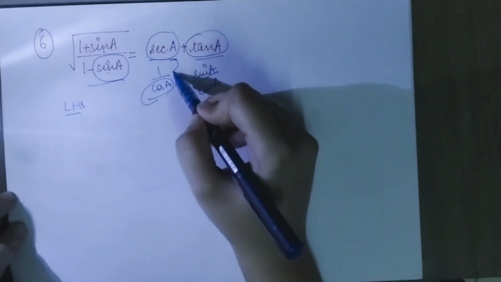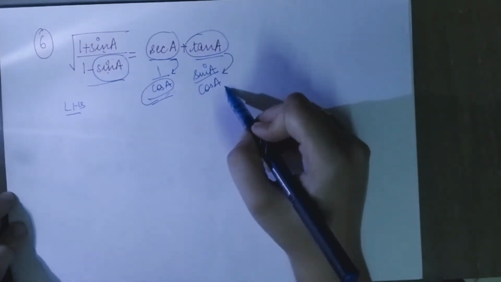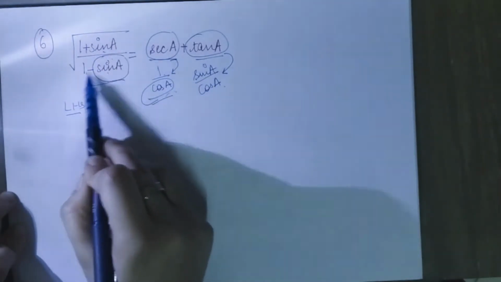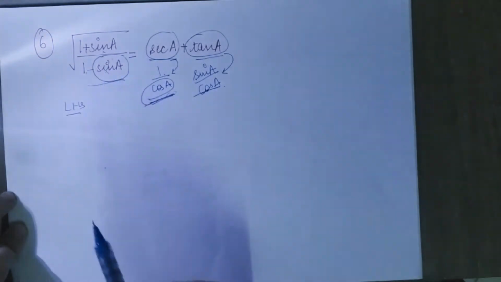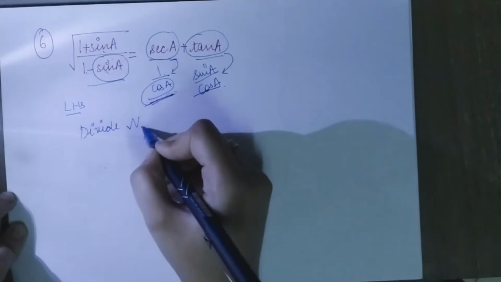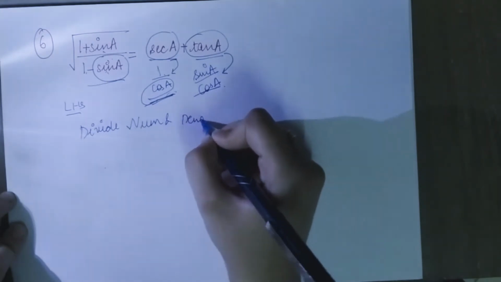Secant A can be written as 1 by cos A and tan A can be written as sin A by cos A. If we observe, here it is 1 plus sin A, and it is divided by cos A. So we will divide numerator and denominator by cos A. We just need to think how we can have the same type of terms on the left hand side and the right hand side.